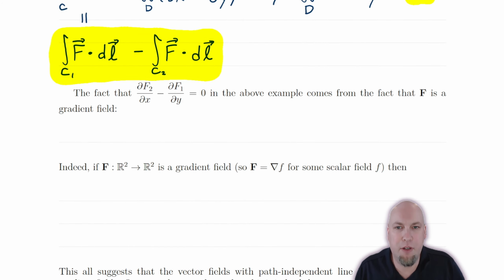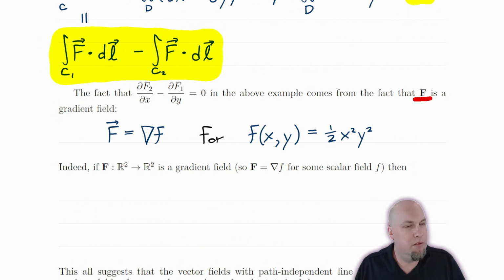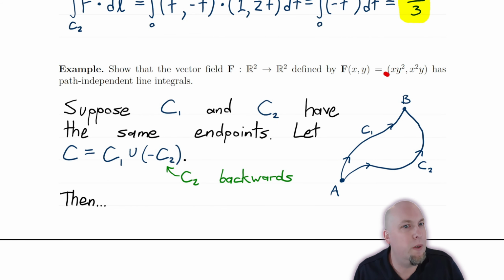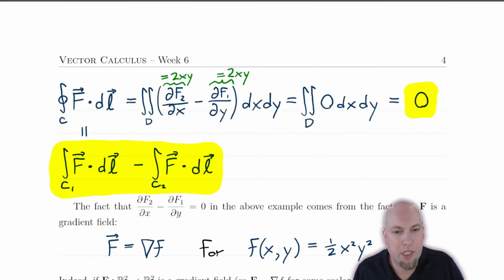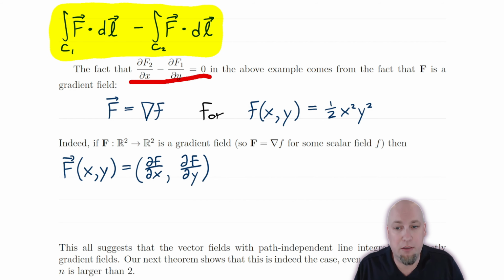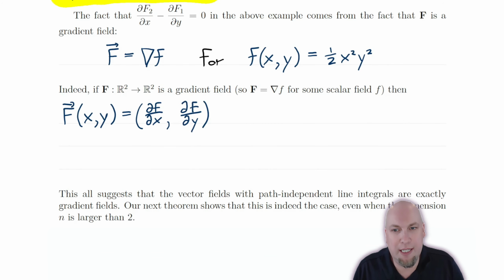Where that comes from is the fact that the particular vector field I'm working with here is actually a gradient field. It's the gradient of this scalar field right here. If I do the x partial derivative of this thing here, I get x times y squared. And if I scroll back up to my vector field, yes, x times y squared, that's the x partial derivative. And the y partial derivative is x squared y. So it's a gradient field from this scalar field, and whenever you have that, you're going to get this quantity equaling 0. It's a quick, one-line argument.